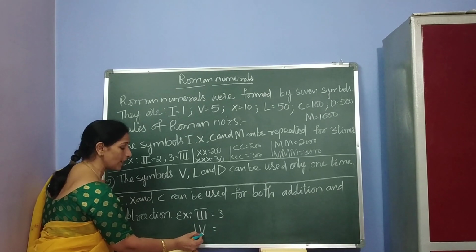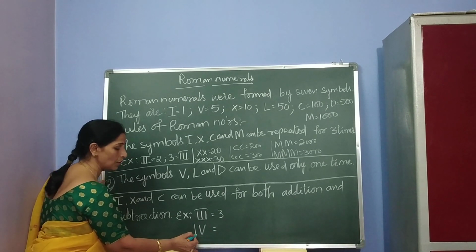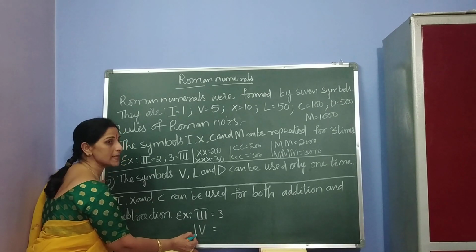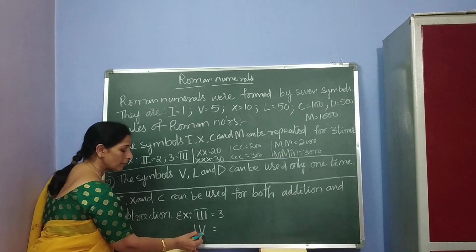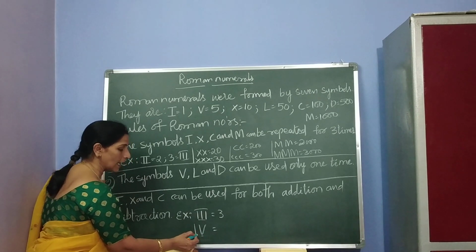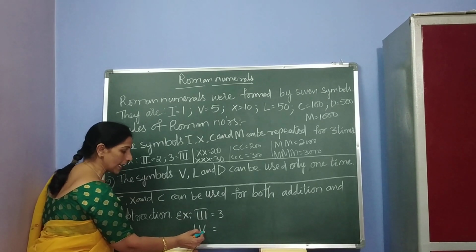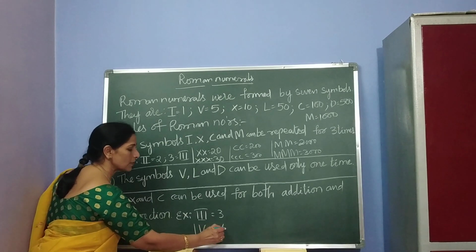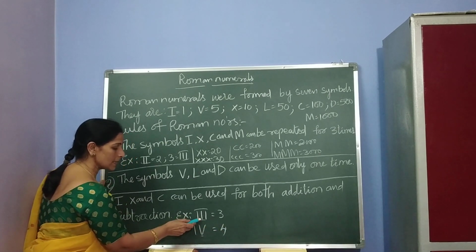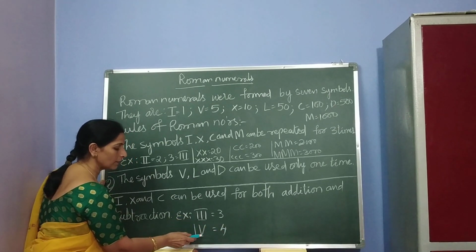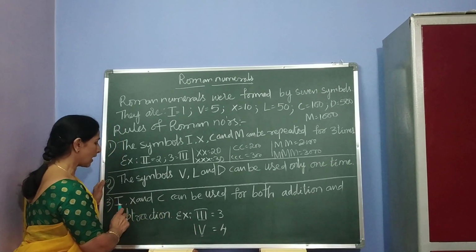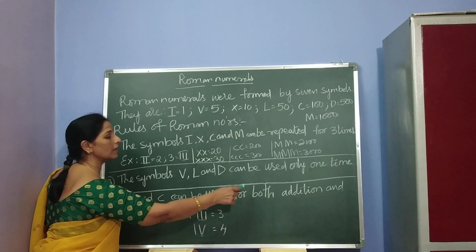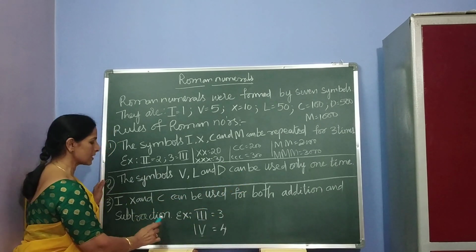Here 4. The greater value is 5. When the smaller value is written to the left side of the greater value, it should be subtracted. Okay, so V value is 5, I value is 1. So 5 minus 1, it gives 4. Here we can see addition and here we can see subtraction. These symbols can be used for both addition and subtraction.